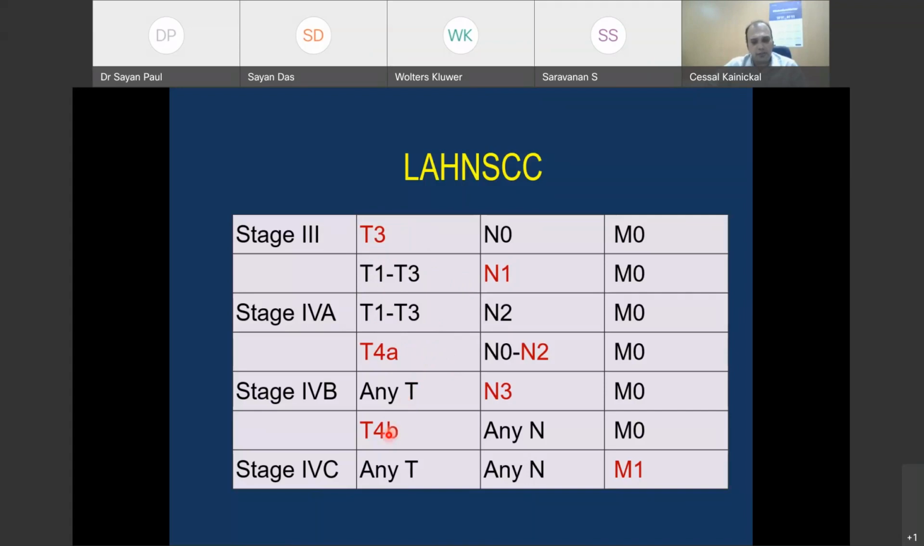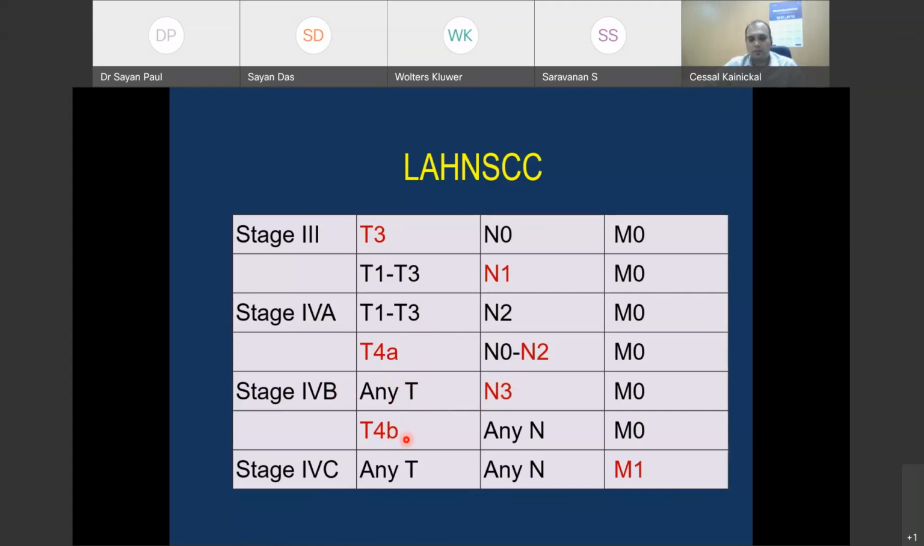In patients who have T4B disease, due to the primary disease, or N3 disease, that is a large N3 disease, generally they are considered for palliative treatment, that is stage 4B disease. But in patients who have a small primary, good performance status, young patient, generally they are also considered for a radical approach. In stage 4B, we have to individualize the patient.